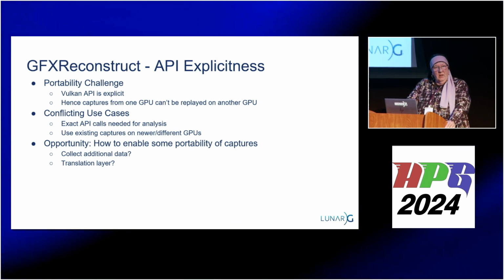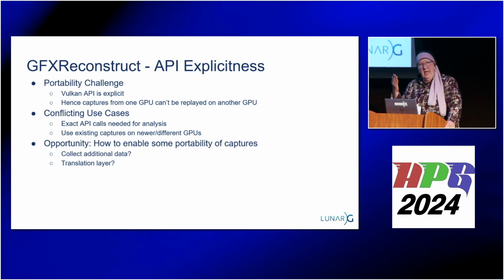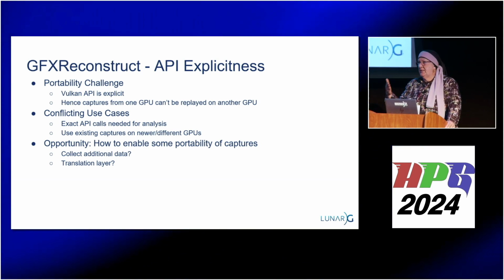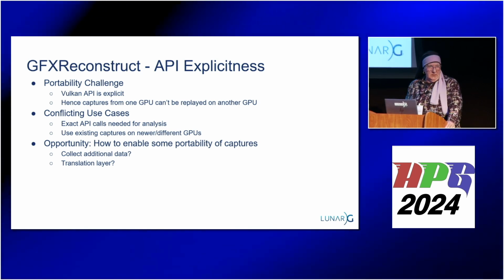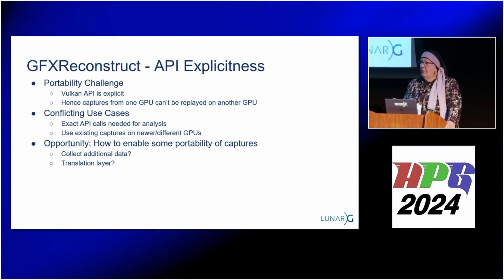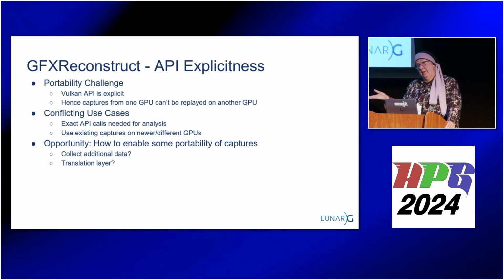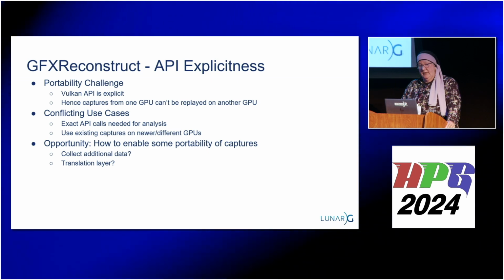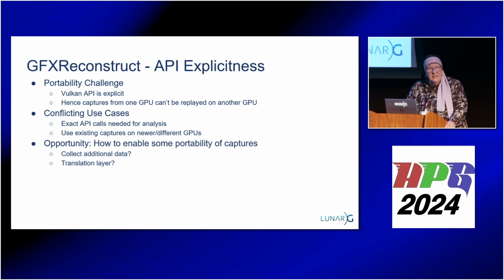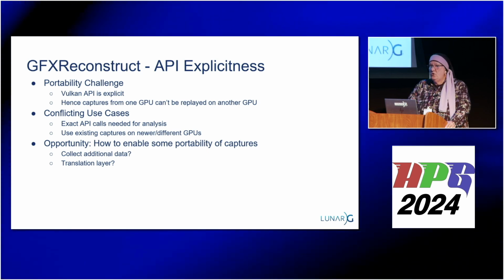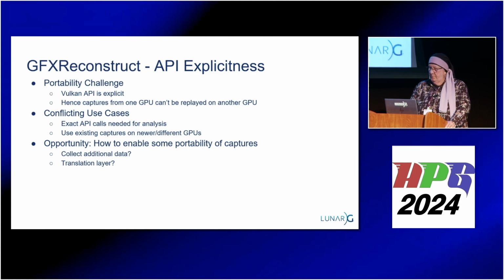But we have use cases. Some users say, yes, we have to have every explicit Vulkan API call stored in that capture file. We need it for analysis. Oh, but by the way, I would like those captures to be able to be played on a new GPU we're in the process of developing. So there's a little bit of a conflict there. We're investigating methods to do this via translation layers or metadata that can be stored, but we do not want to get rid of the explicit API calls that were originally made.